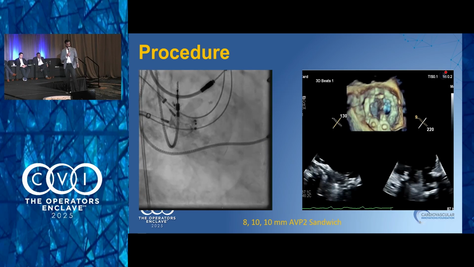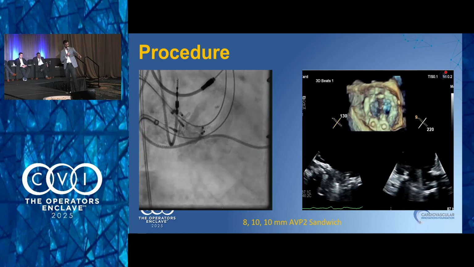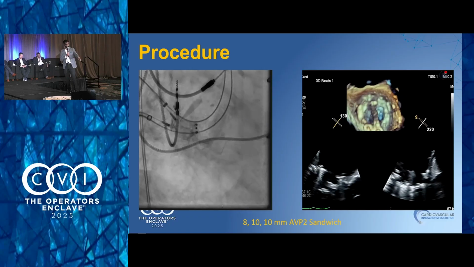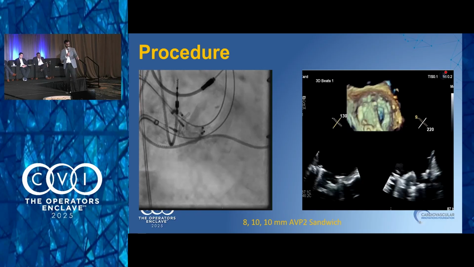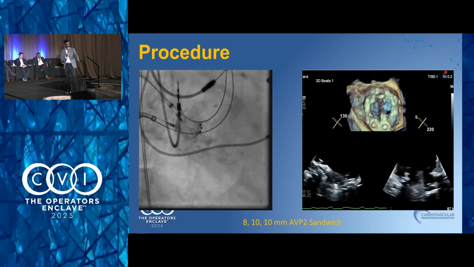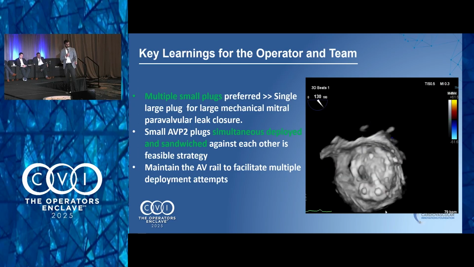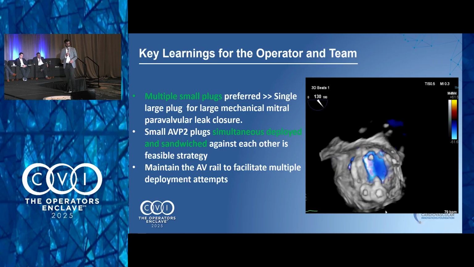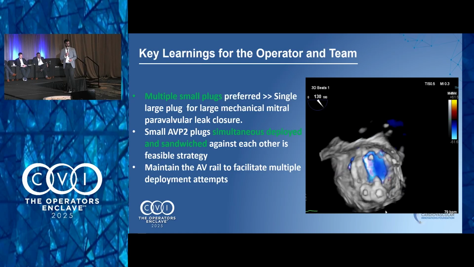So we've got 3 plugs there. On 3D, you can't really see the second plug. It's basically squished between the first 2. And we were ultimately left with an 8, a 10, and a 10 sandwiched. Fortunately, leaflets are moving pretty well. Gradients were pretty good. And we were able to abolish the leak completely here. So she did very well after this. Hemolysis stopped, went from class 3, 4 to class 2.